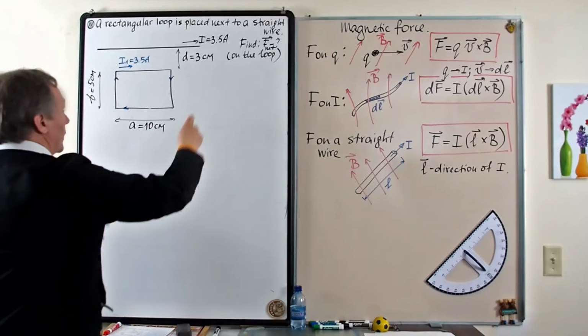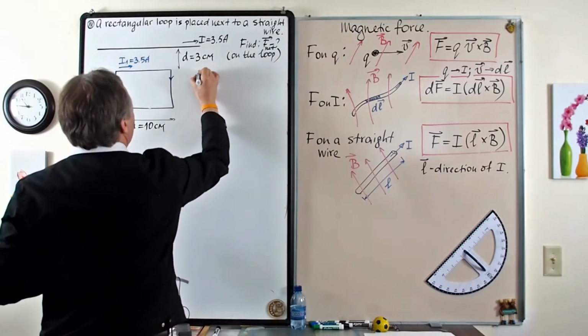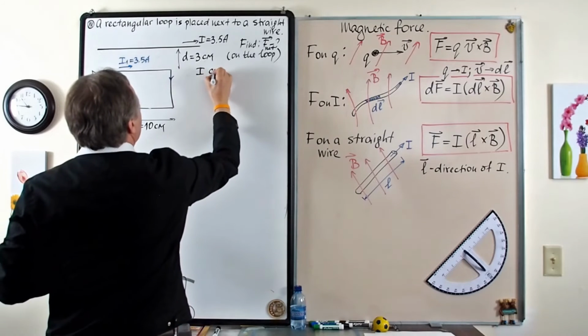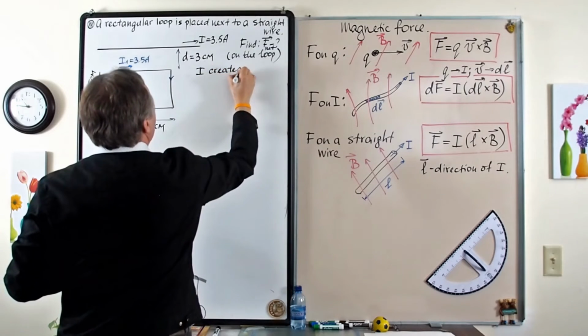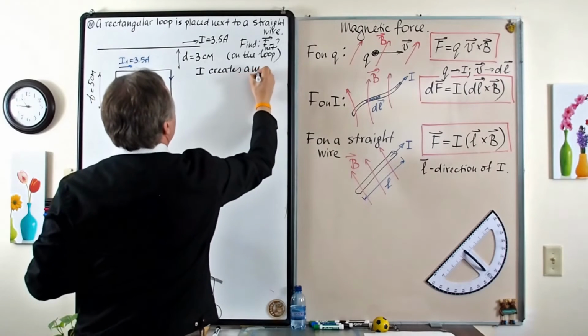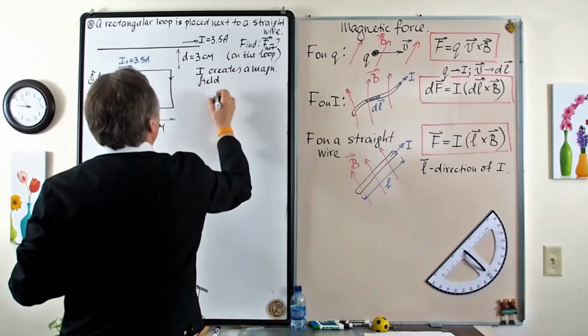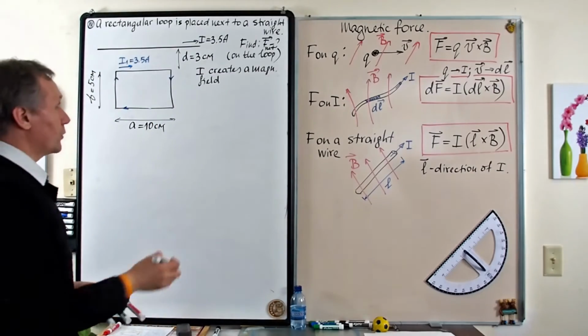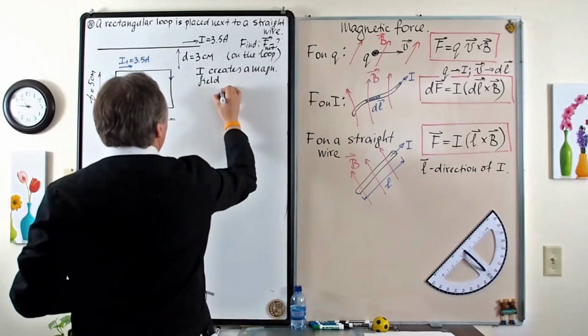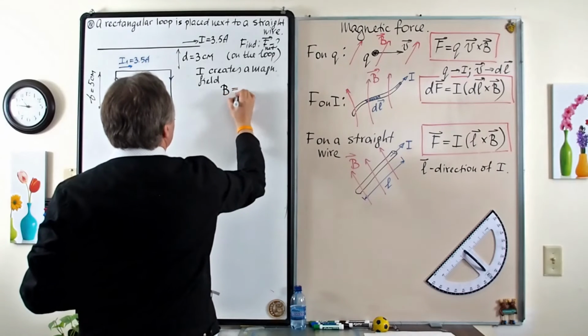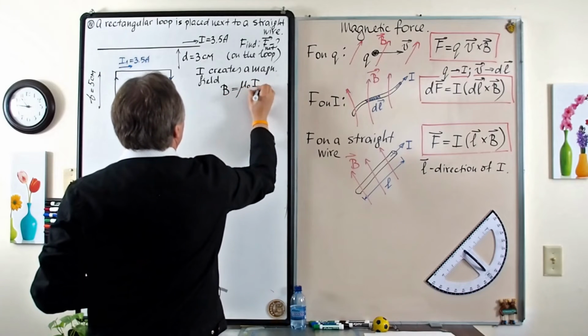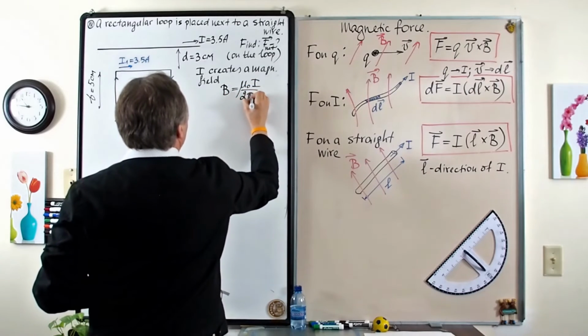Right, okay, so I will write I. It creates a magnetic field, right? And I can write, of course, the formula for the magnetic field. All right, so B equals mu naught I divided by 2 pi r.